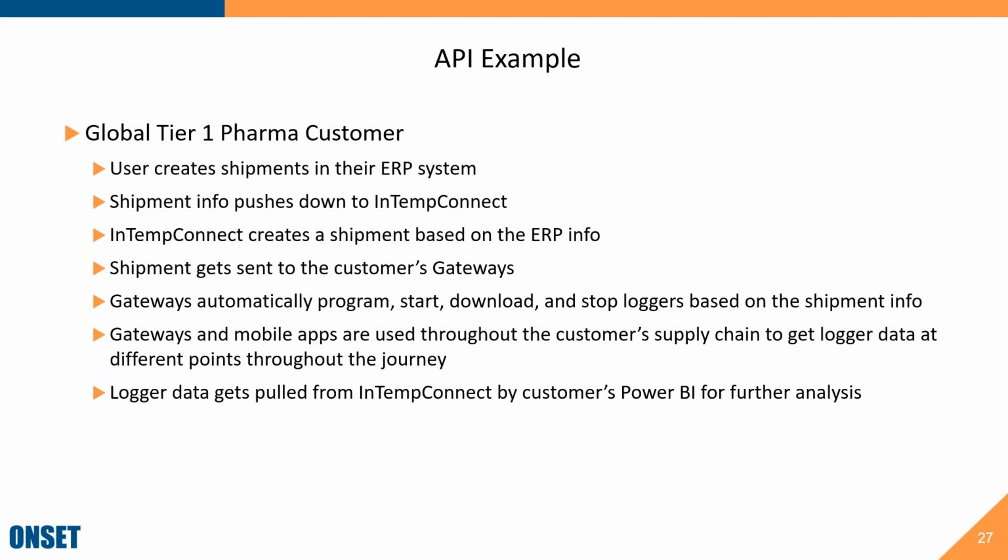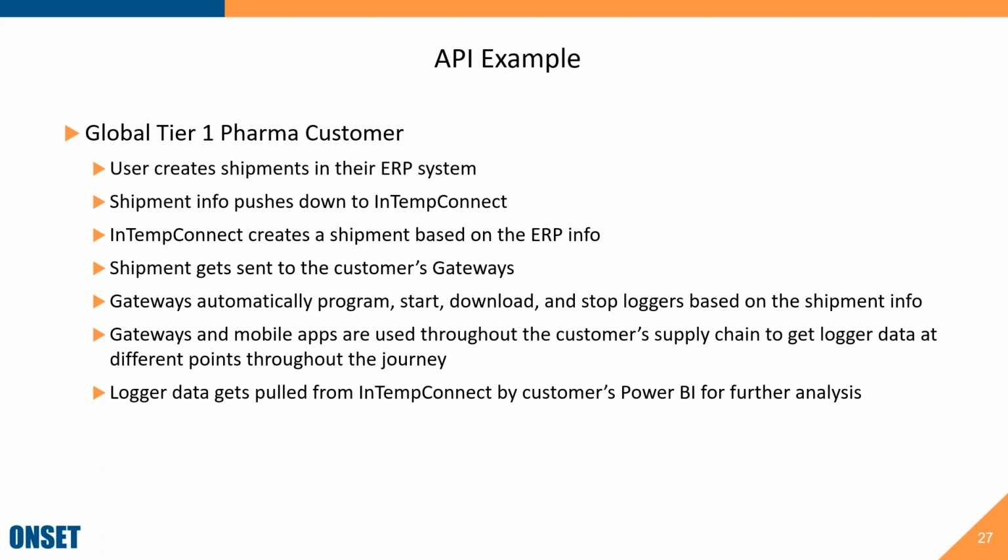It'll either configure them and start them up for the shipment, getting all the metadata that is provided with the shipment from the ERP system. And then at the destination, it will download and stop them automatically. And then in between that, so again, it's not just origin destination, there's a lot of spots in between. They do utilize the mobile app and other gateways to get those periodic uploads to increase visibility and to make any changes on the spot if required.